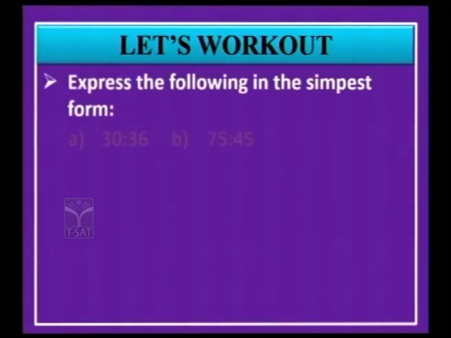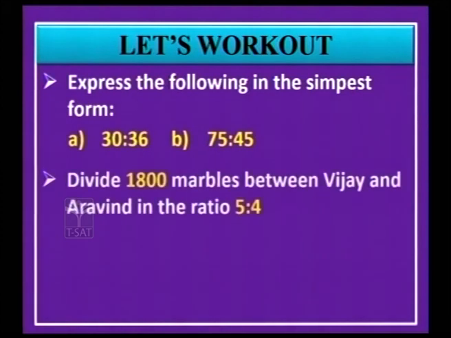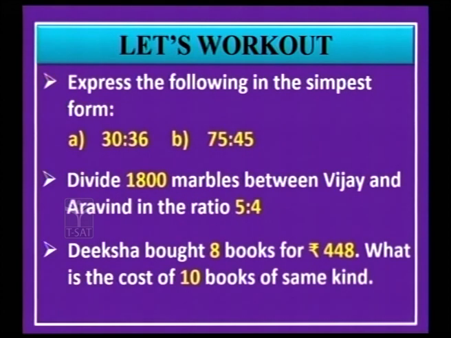Express the following in the simplest form, 30:36, 75:45. Divide 1800 marbles between Vijay and Arvind in the ratio 5:4. Diksha bought 8 books for 448 rupees. What is the cost of 10 books of the same kind?